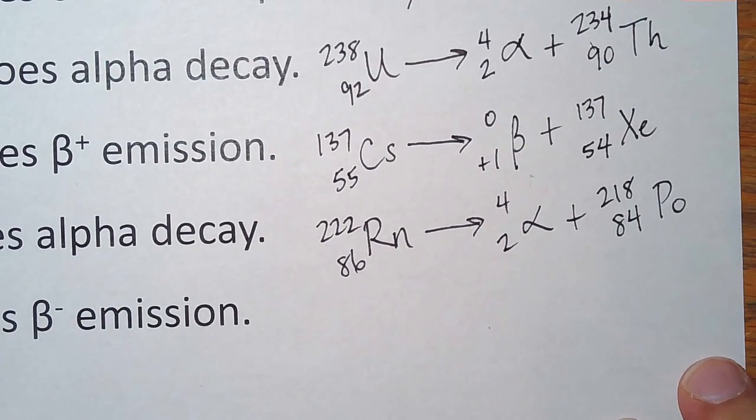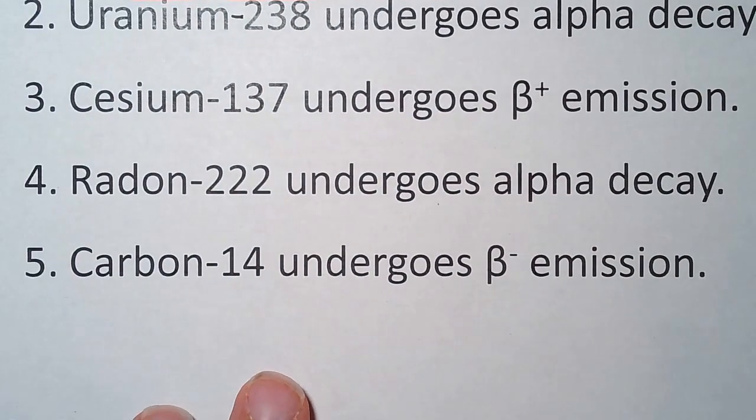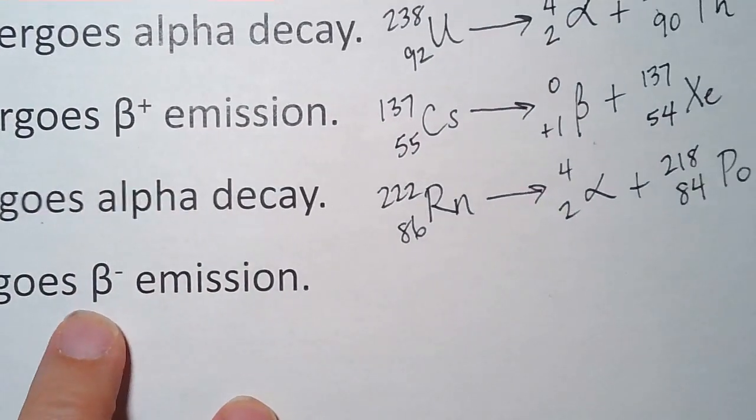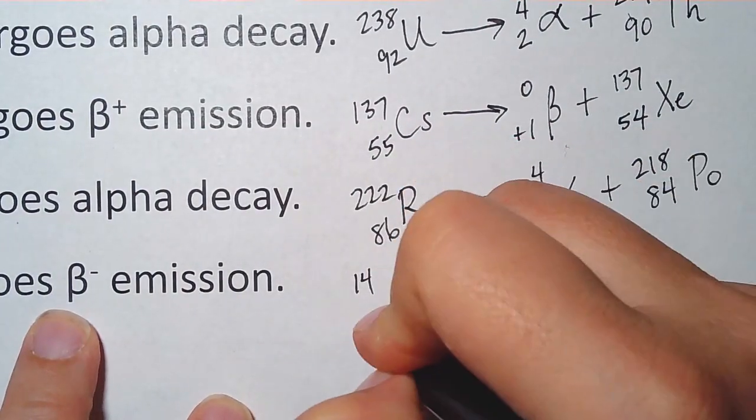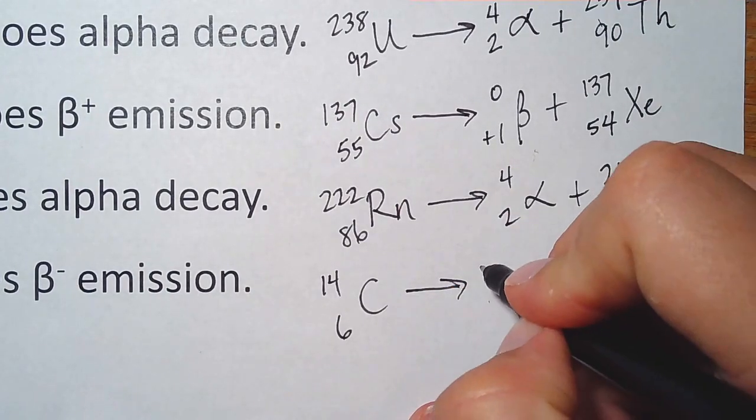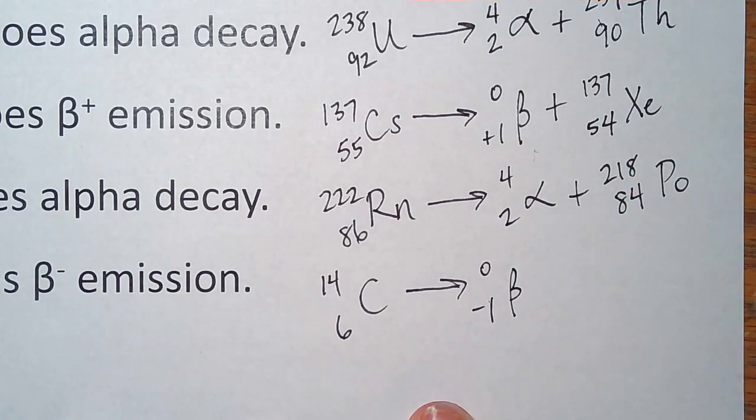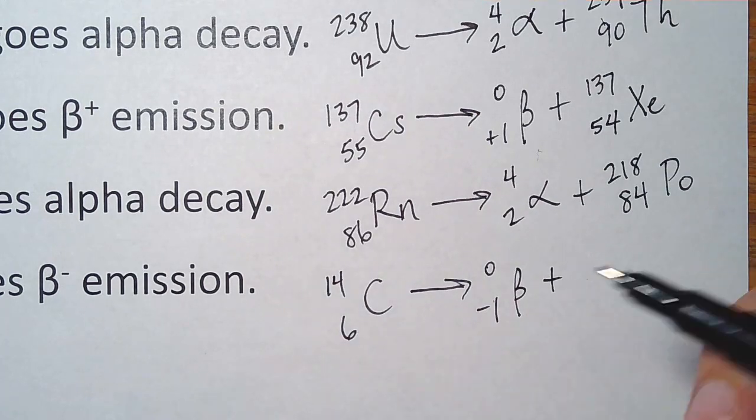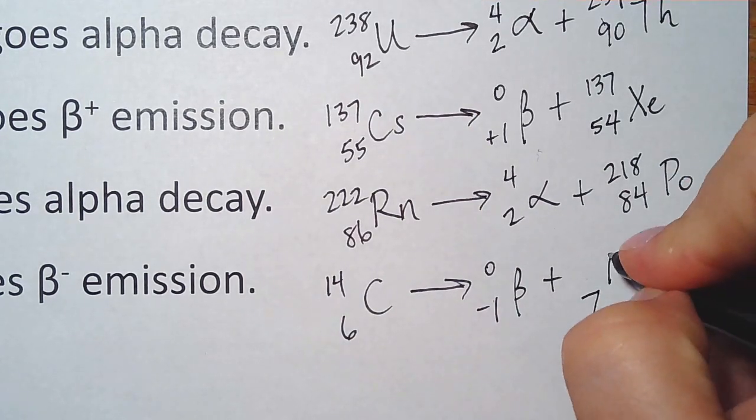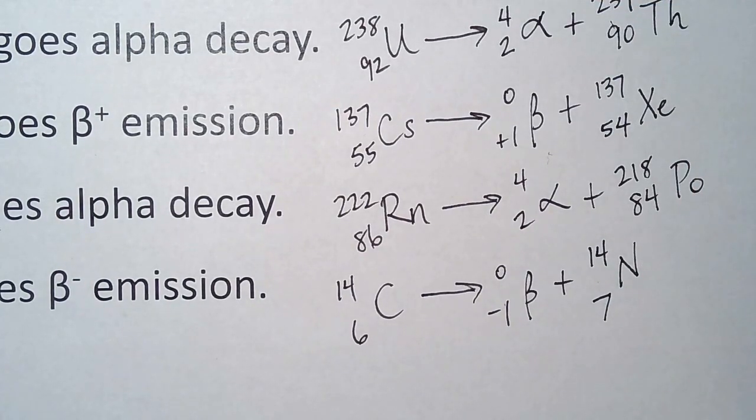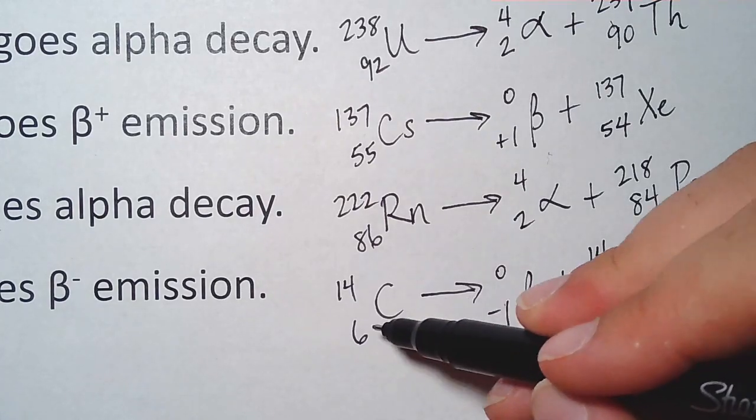And then our last example, we have carbon-14 undergoing negatron emission, so this beta is negative. So we have carbon-14, carbon has 6 protons, undergoing negatron emission, so 0 mass but -1 charge for our beta particle. So negatron emission, where we have a neutron becoming a proton, which means our proton number actually goes up by 1, but our mass stays the same. So 7 protons is nitrogen. So our 7 plus -1 is 6, 14 plus 0, still 14.